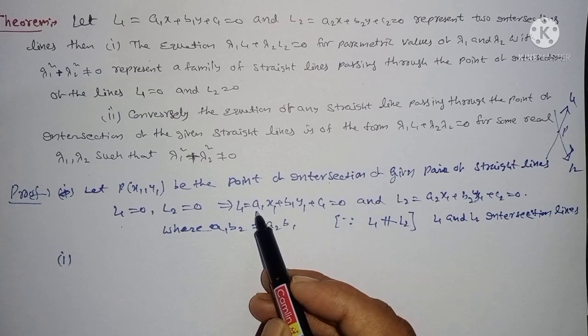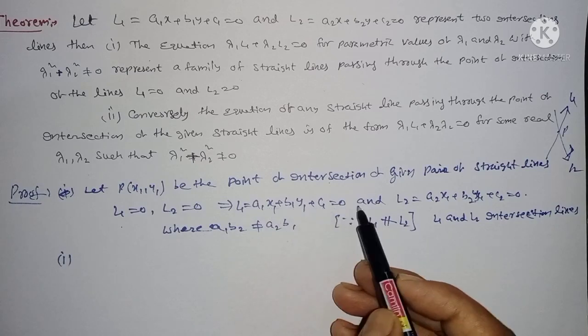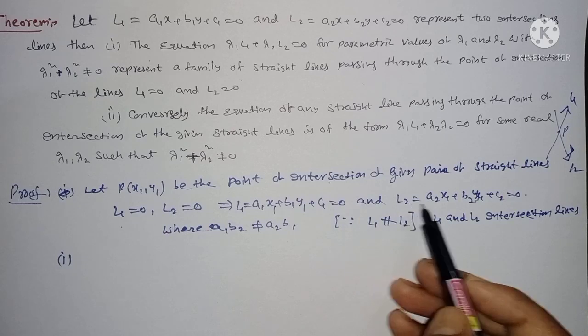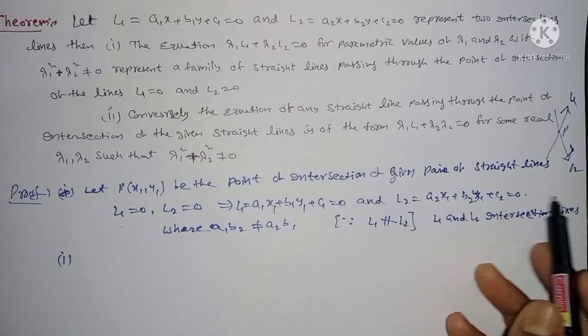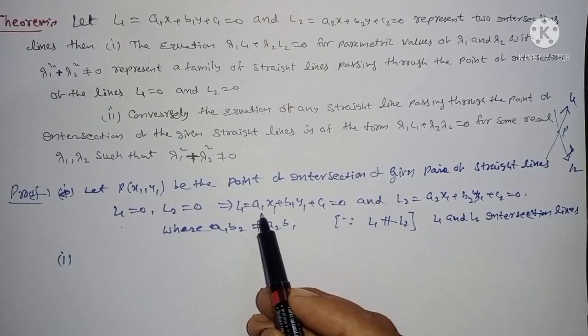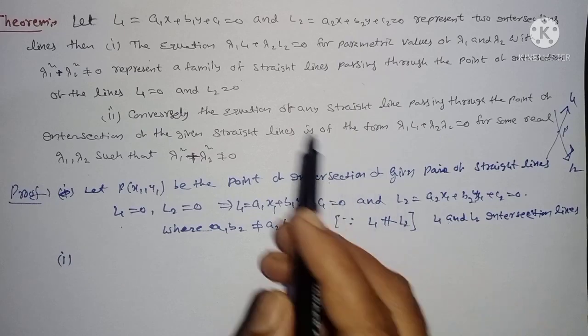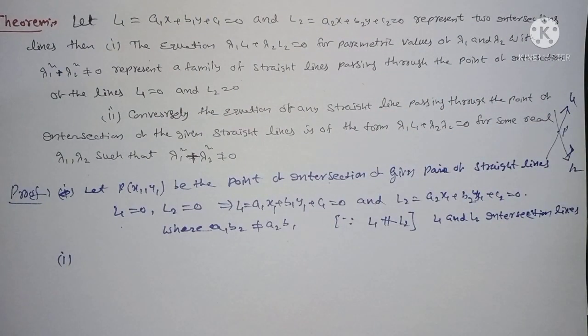Therefore, L1: a1x1 + b1y1 + c1 = 0, and L2: a2x1 + b2y1 + c2 = 0, the same at (x1, y1) only. Here we interchange a1, b1, c1 with a2, b2, c2. Both are different, and the constants are not the same.